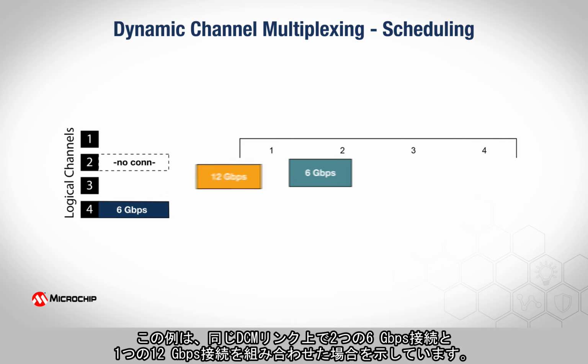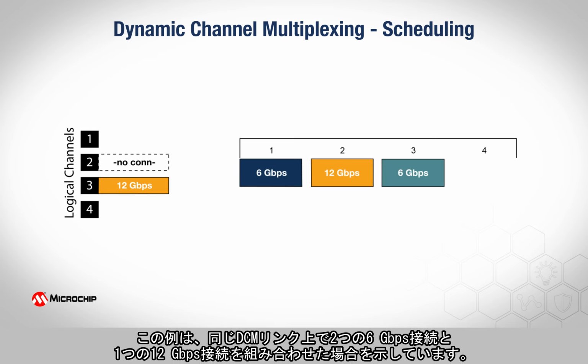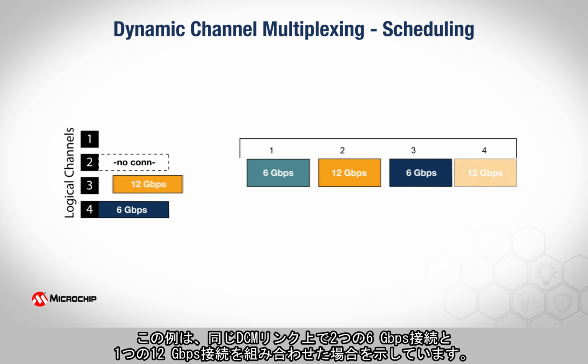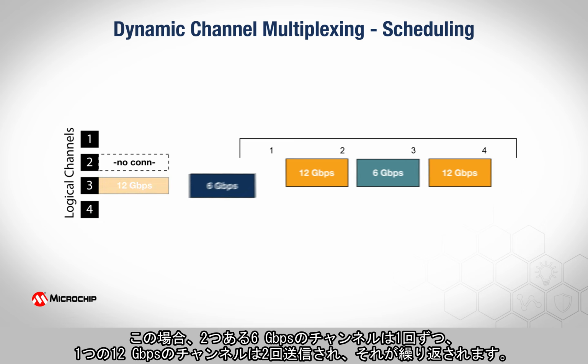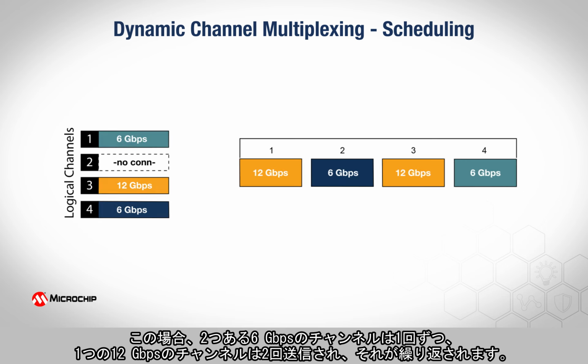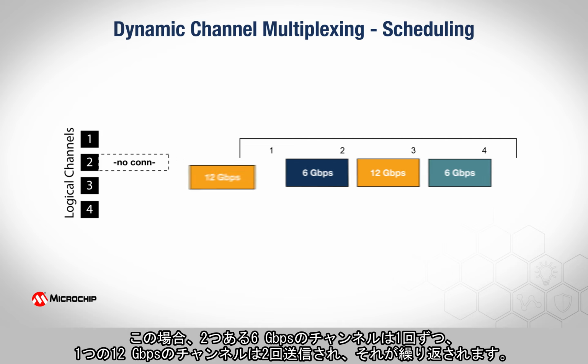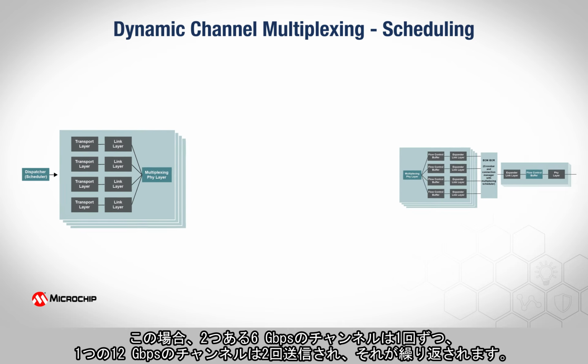This example shows two 6 gigabit per second connections combined with one 12 gigabit per second connection on the same DCM link. So in this case, while the 6 gigabit per second channels are transmitted once, the 12 gigabit per second channel is transmitted twice before the sequence repeats.